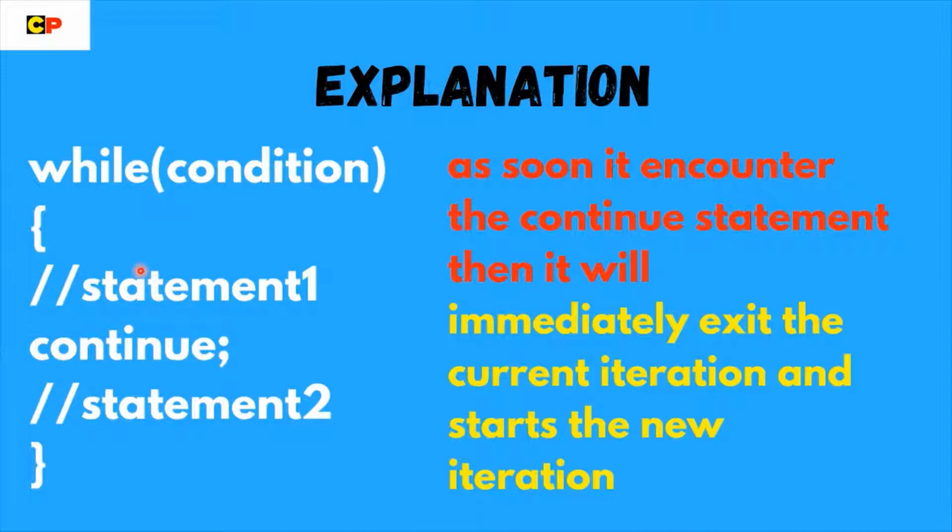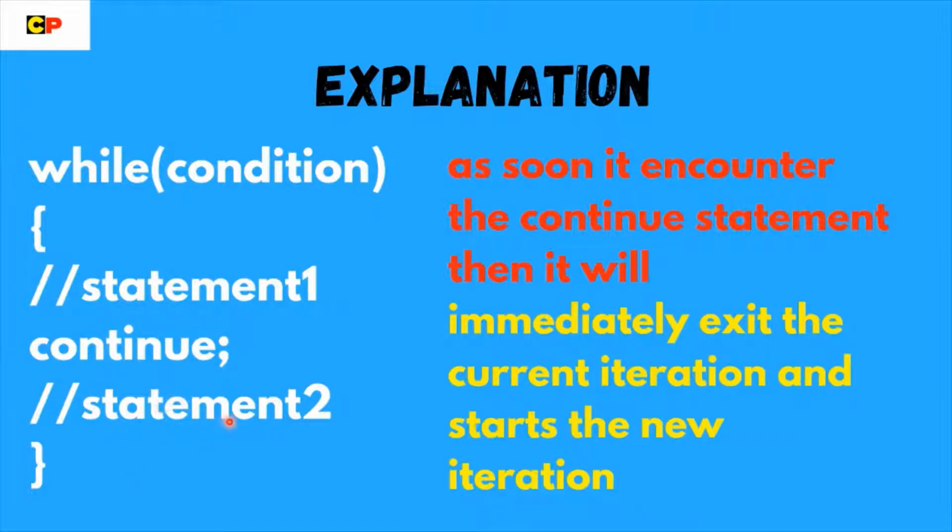Now here we are again going to consider two scenarios, as we did in the break statement part. In the first scenario, we assume that there is no continue statement in this while loop. How does the code work? The compiler will come here and check the condition. If the condition is true, it will execute statement 1, as we have assumed that there is no continue statement. After executing statement 1, it will execute statement 2.